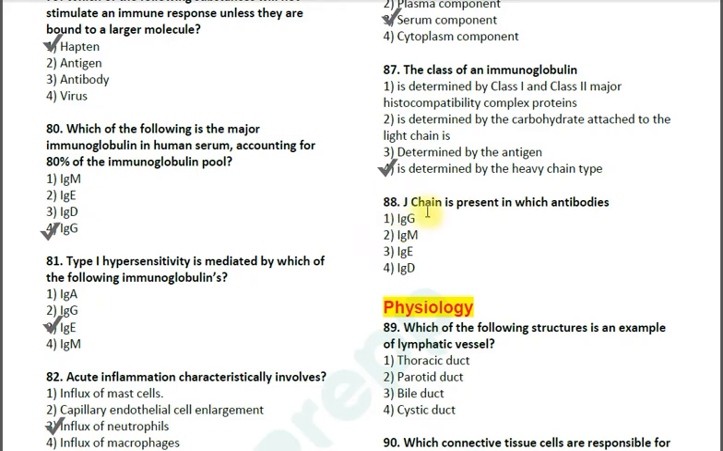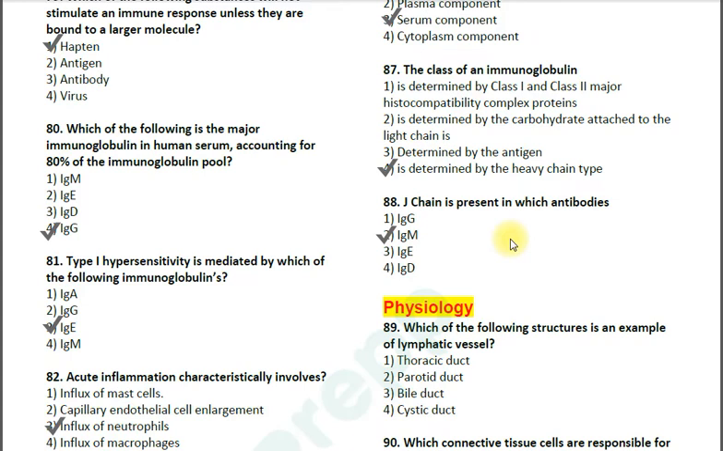Question number 88. J chain is present in which antibody? Option 1 is IgG, option 2 IgM, option 3 is IgE, option 4 is IgD. Out of this, one antibody has the J chain. Yes, the answer is option 2, which is IgM.